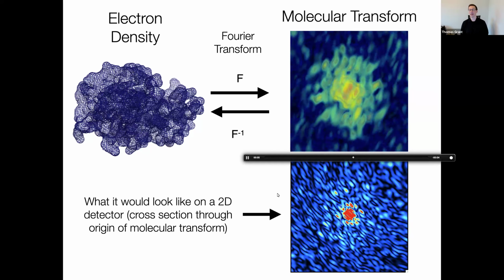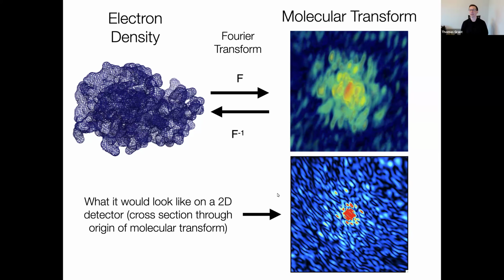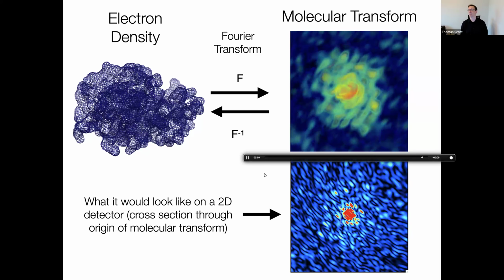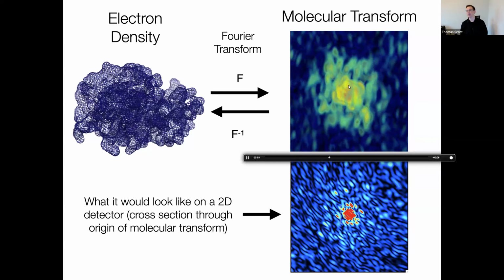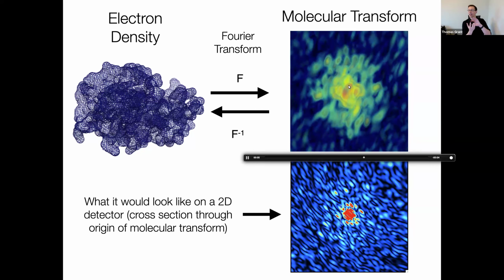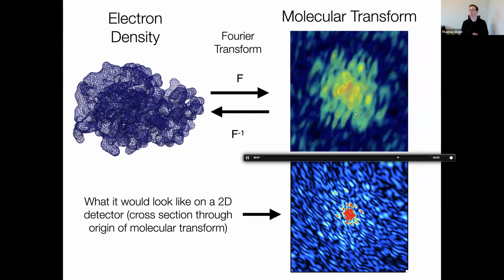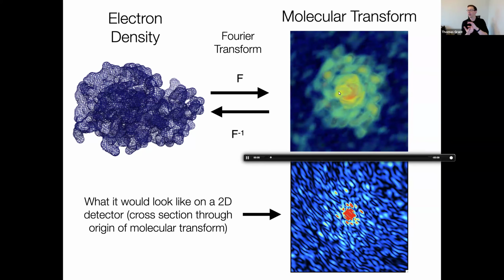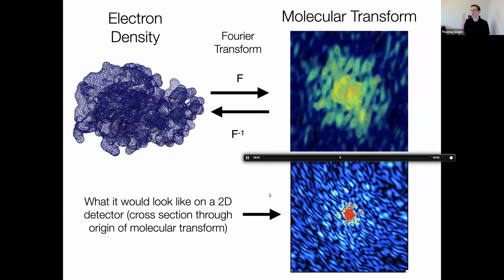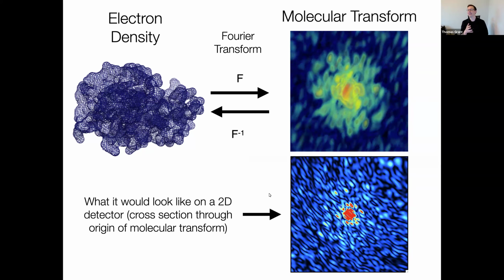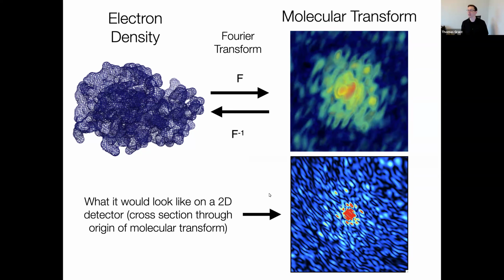Now, the molecular transform is sampled in a way through X-ray scattering experiments. So on the bottom here, we have what you would see if you could actually measure a single molecule X-ray diffraction image. You can see that I'm rotating the molecular transform here, and that's because as we rotate a molecule in 3D, we're also rotating the corresponding molecular transform as well. And so we get a cross-section through this molecular transform depending on what the orientation of the molecule is.